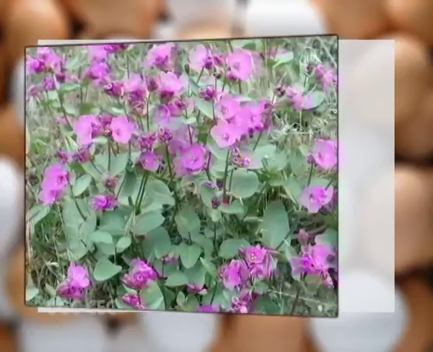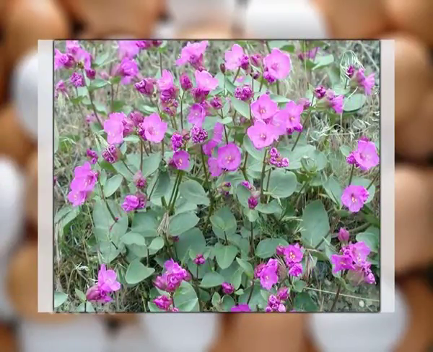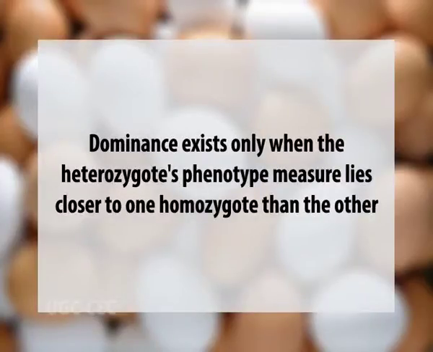A similar type of incomplete dominance is found in the four-o'clock plant, wherein pink color is produced when true-bred parents of white and red flowers are crossed. In quantitative genetics, where phenotypes are measured and treated numerically, if a heterozygote's phenotype is exactly between that of the two homozygotes, the phenotype is said to exhibit no dominance at all. That is, dominance exists only when the heterozygote's phenotype measure lies closer to one homozygote than the other.